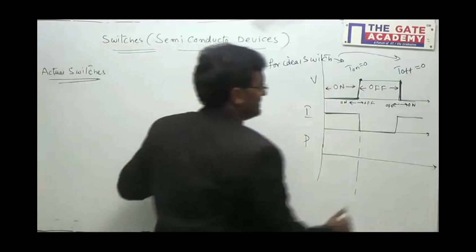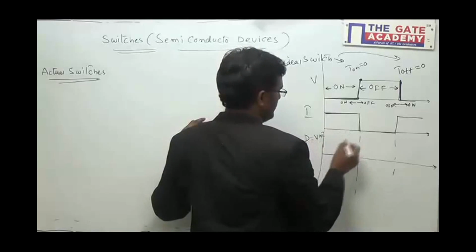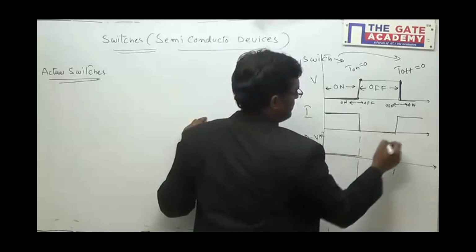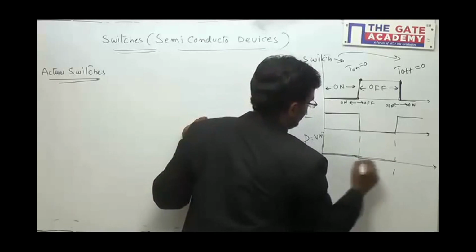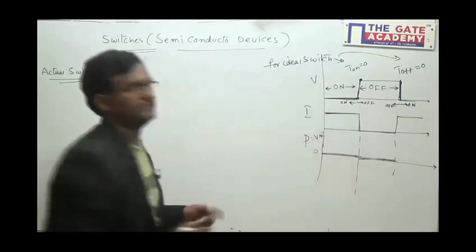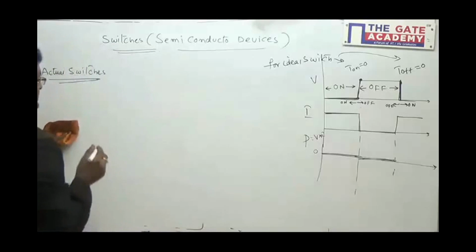What about the power dissipation? Power dissipation is nothing but V into I. So here also 0, because here voltage is 0, here current is 0. So there is no power. Power is 0. No power dissipation. Right? Now I will come to the actual switches.